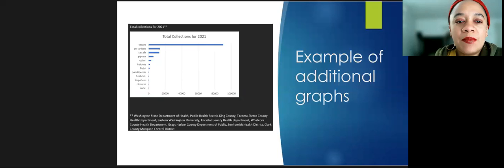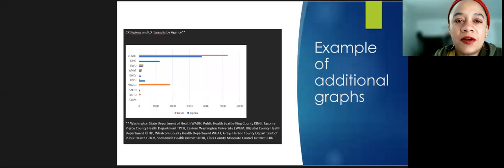Right here is an example of one of the graphs that I developed, and it is the total collections for 2021 based on the different vectors. Here is another graph that I developed for the additional graphs, and this is the pipiens and the tarsalis by agencies total collection for 2021. On the left-hand side, you can see the different agencies, and the tarsalis will be in orange, or red, and the pipiens were in blue.